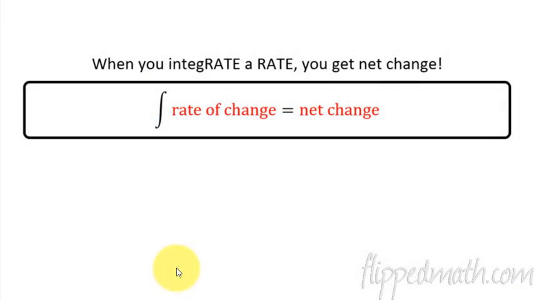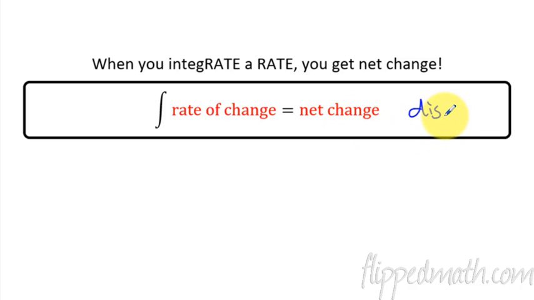So first off, we're going to make sure you know that whenever you see some type of rate of change, if you take the integral of a rate, you're going to get net change. If you integrate a rate, you get net change. So if I was teaching you live in class, every single time I saw an integral and there was some type of rate of change, I'd always be reminding you, hey, integrate a rate, you get net change.